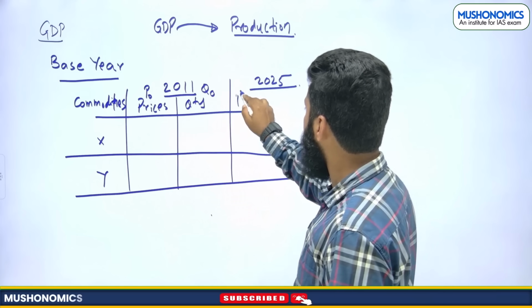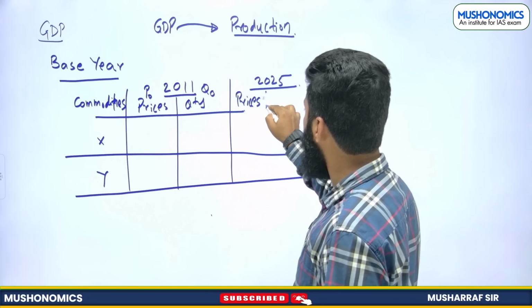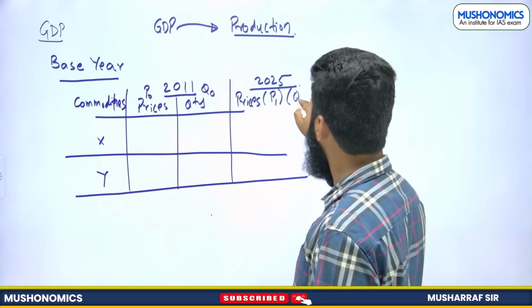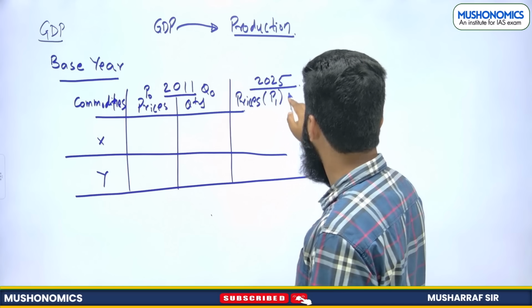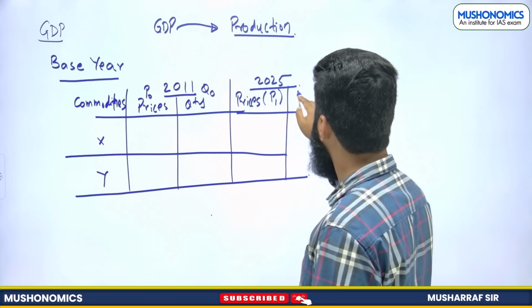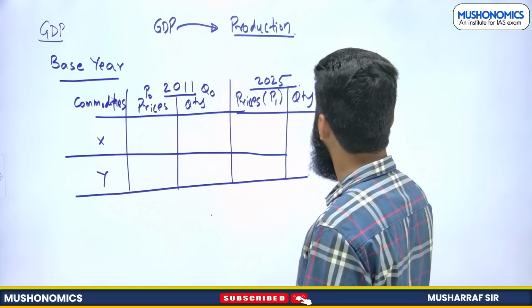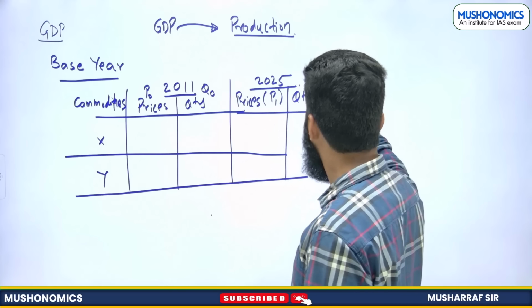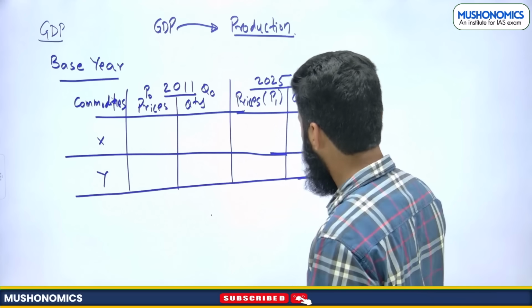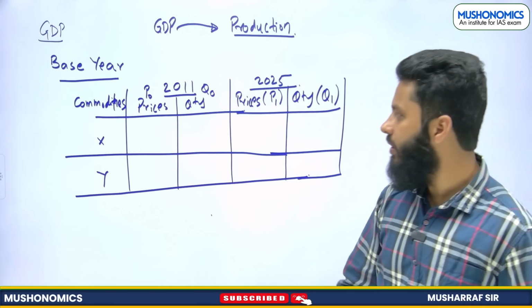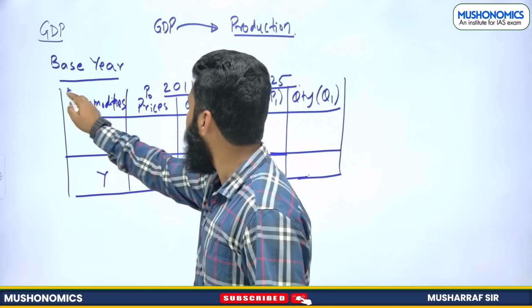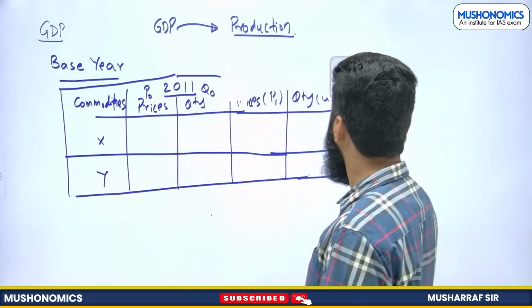there are different prices for these commodities. So prices we assume as P1, and there are different quantities in which they are being produced. So we consider different quantity. Let's call it Q1, right? Let's call it Q1. So this is the table. I hope we understand the headings that are there in the table, right?